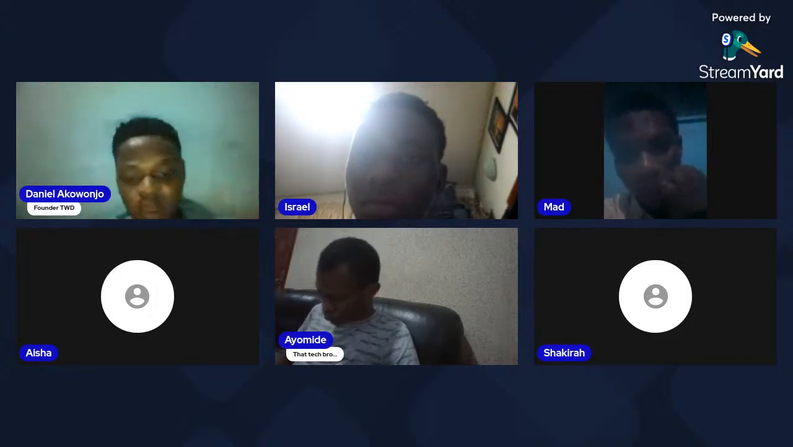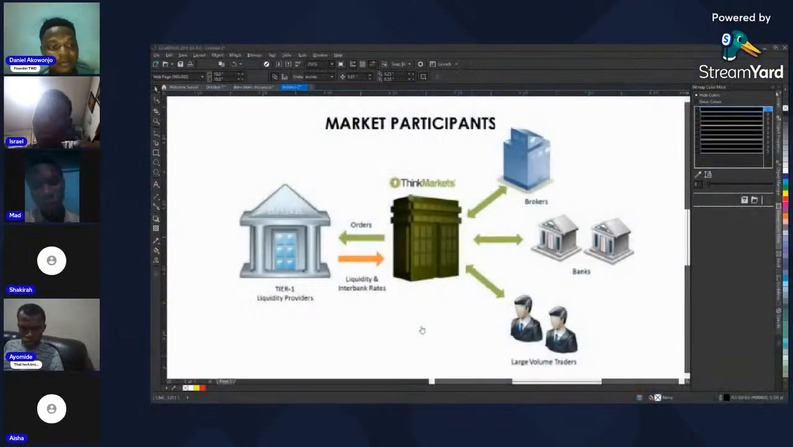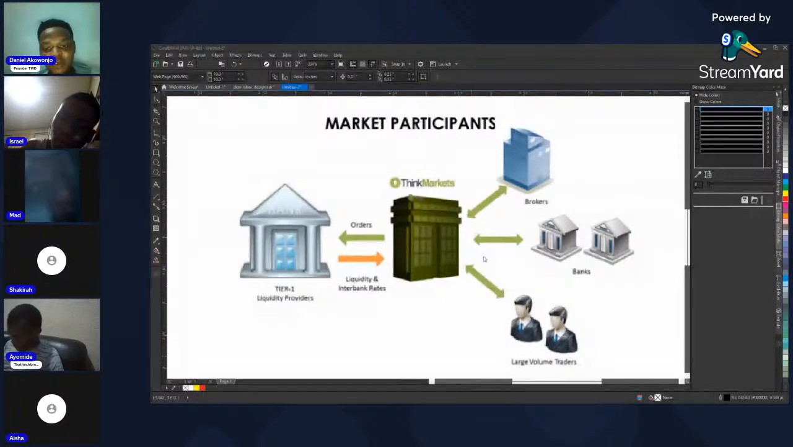Let me show you my screen again. Okay, now I'm talking about market participants. The very first thing I'm showing you here is the bank. If you look at the left side, you see the bank, you see the brokers, you see banks again, you see large volume traders. You see the banks, you see the brokers, then you come here and you see the bank again. This is signifying something. Everything here means something, and I'm going to be breaking it down for you.